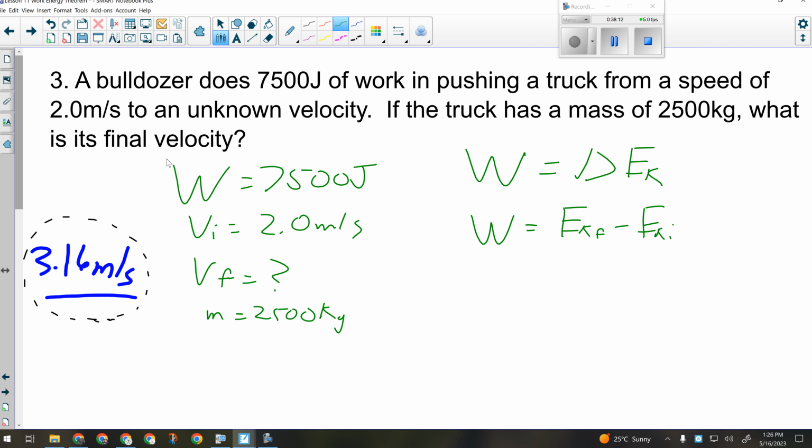I can, or I can do it after I expand. It doesn't matter which way you do it. I just like doing it before I've got 1/2 mv squareds in there. So I'm going to add the initial kinetic energy over to this side. Now I'm going to plug in my formulas: 7,500 joules plus 1/2 m v initial squared equals 1/2 m v final squared.